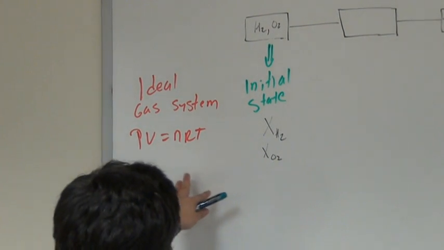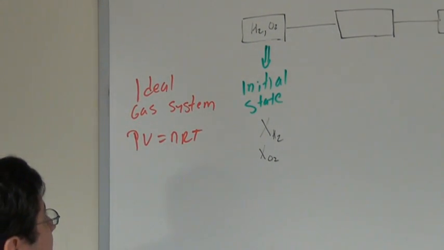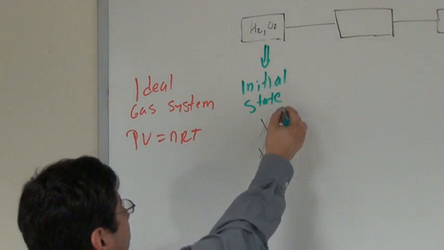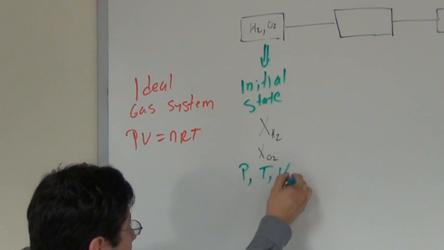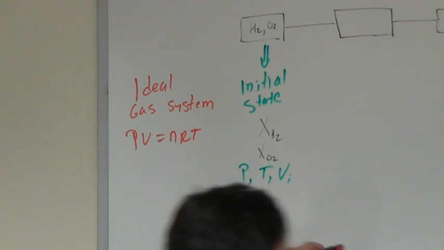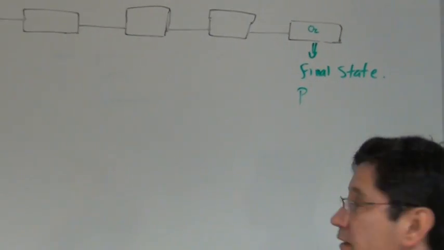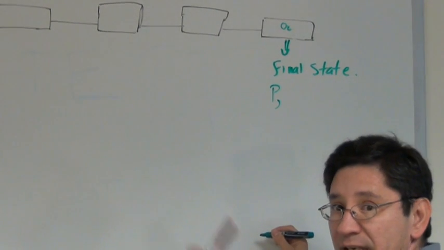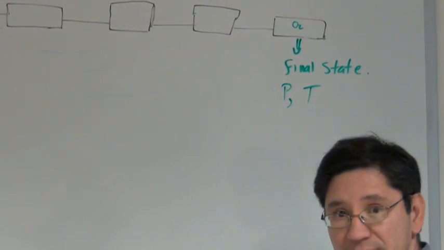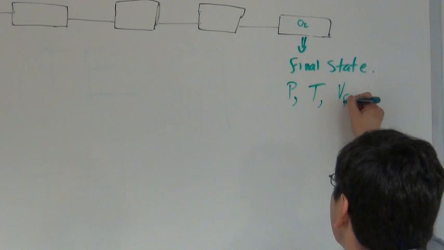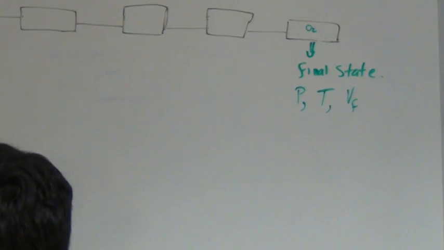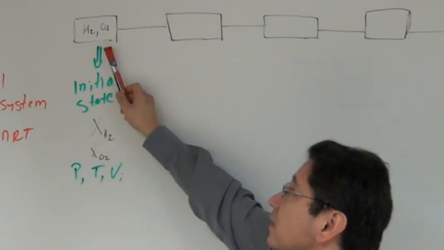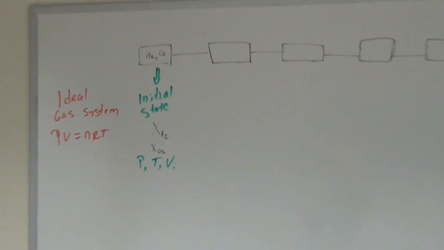From this initial state, we know that there is some pressure, some temperature, and some initial volume. For the final state, we learn that the pressure is the same as in the initial state, the temperature is the same, but then we have a different volume, the final volume, V_F. So the question is, what has happened as you go from this initial state to this final state?